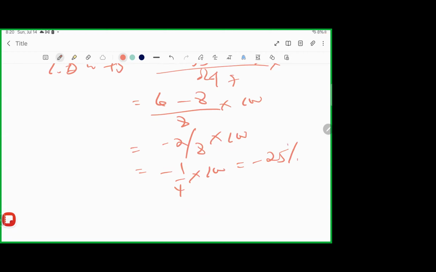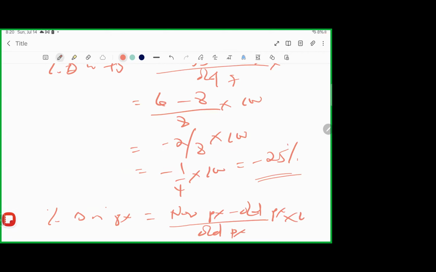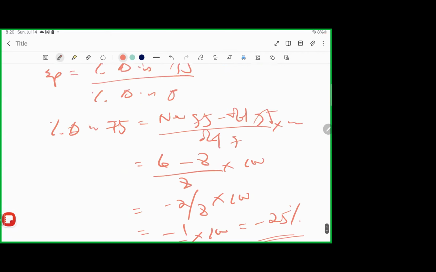25%. So this is the percentage change in quantity demanded. Now let's look at the percentage change in price. So here it will be new price minus old price all over old price times 100.